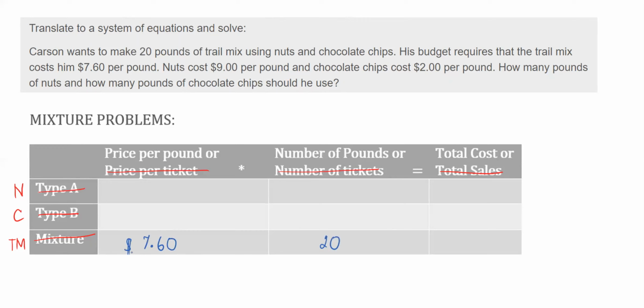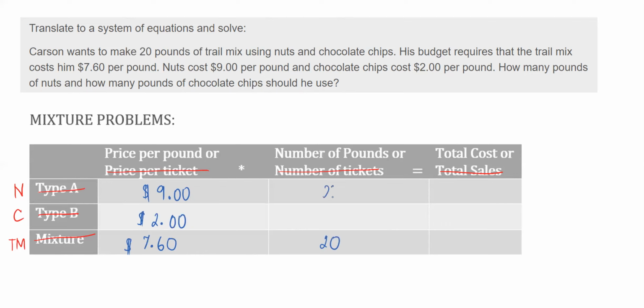Okay, I'm going by the order in which I see these numbers in the question. The nuts cost $9 per pound. Nuts is $9 per pound. Chocolate chips is $2 per pound. The table already says per pound, so don't write per pound in the table. Just enter the values. All right, so how many pounds of nuts? That's what they're asking. We don't know that.